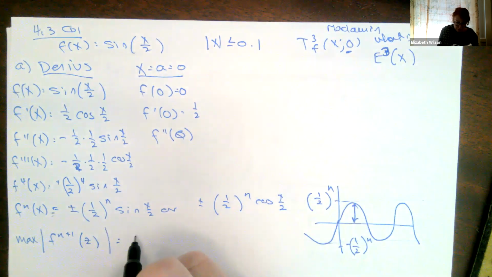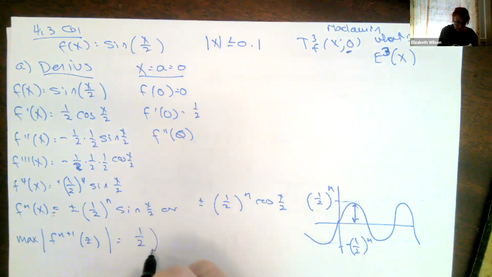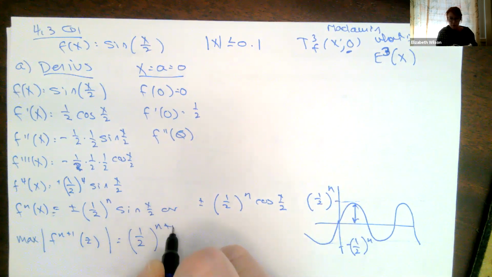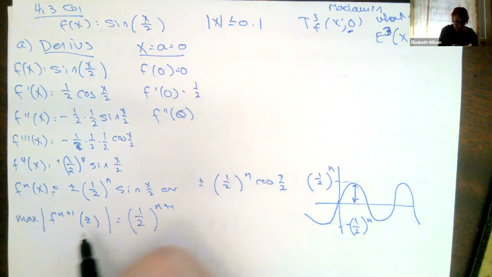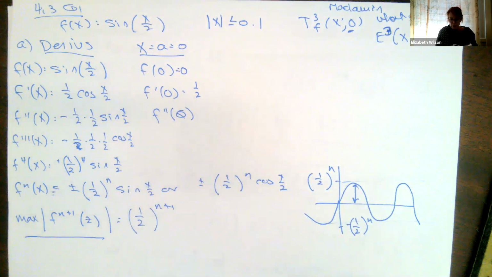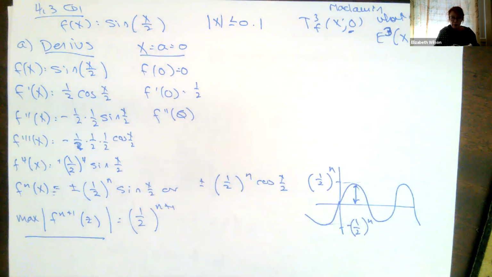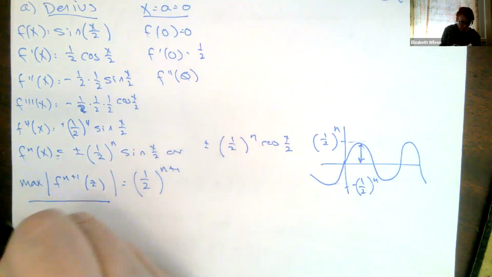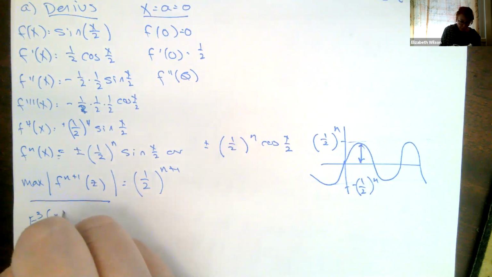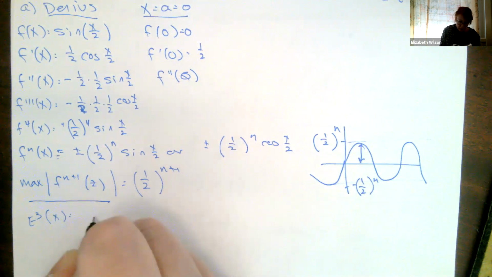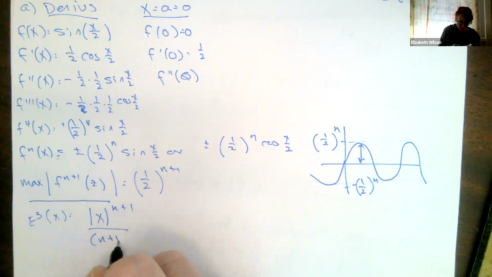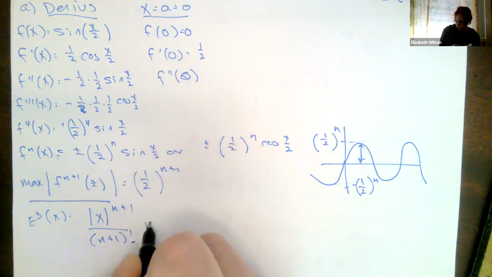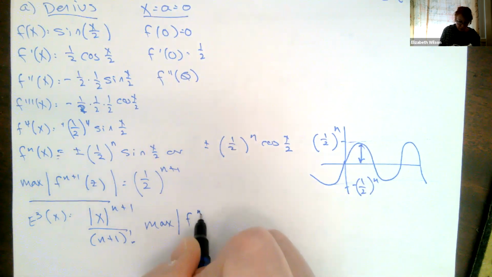But we want the 1/2 to the n plus 1 because it's the n plus first derivative. So n plus first, right? This is my max of this function along that interval. So my third order error is, it's Maclaurin, so it's going to be x to the n plus 1 all over n plus 1 factorial, and then this max of f n plus 1 of z.